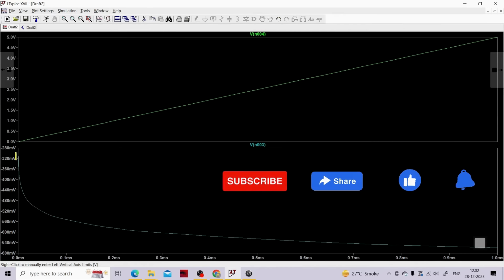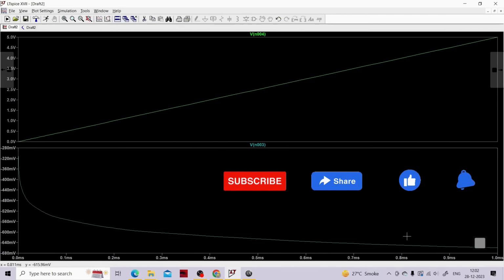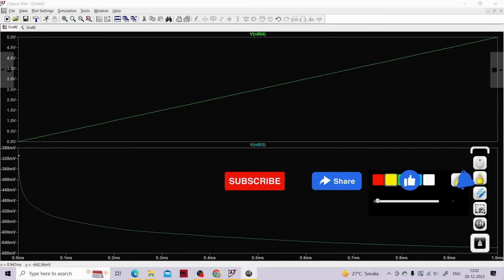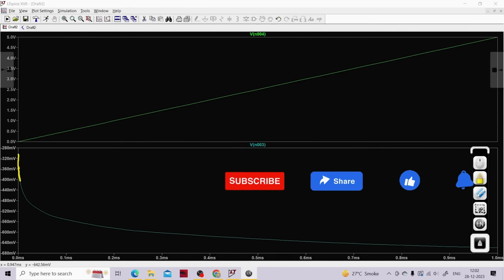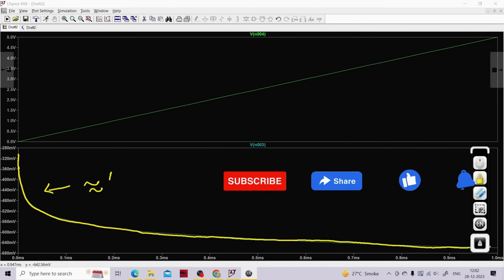See, it is starting somewhere around 300 millivolts and it is going down, down, and then after some point it is almost constant. So if you look very clearly, this particular curve is quite closer to a logarithmic curve. Now let me just highlight it for your understanding. See, this curve is almost closer to a logarithmic curve. I hope this part is visible to you all. It is almost equivalent to a logarithmic curve, which we wanted, right?